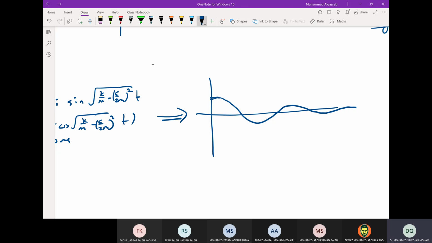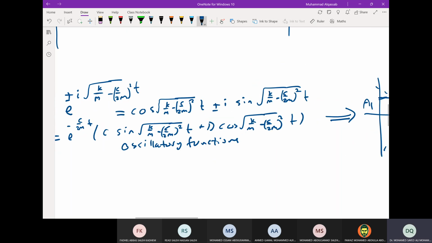So if this is A1, this is A2, and this is A3, A1 is greater than A2, greater than A3, and so on. That means the amplitude is decaying, and it is decaying exponentially because the function that is forcing the amplitude to decay is an exponential function. So it is going to decay exponentially this way.